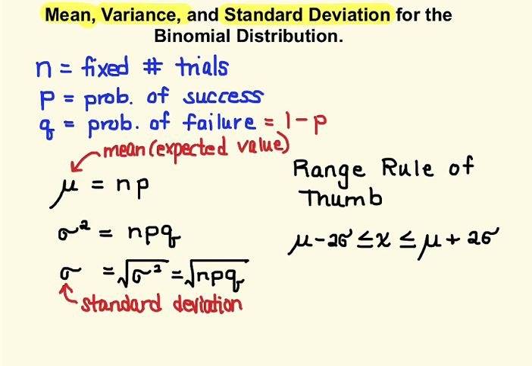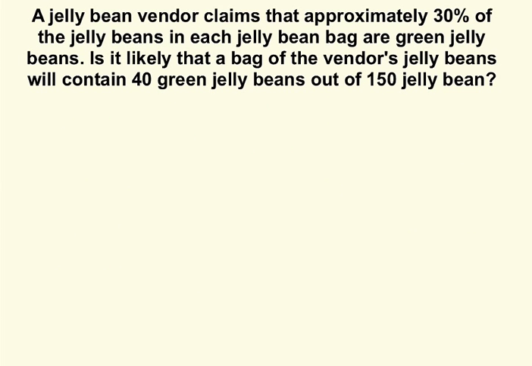Okay, so let's try these out. We have a jelly bean vendor. Let's read the problem. Whenever doing a word problem, read the problem a couple of times so you can wrap your mind around it and then start writing out your facts. Here the problem says, a jelly bean vendor claims that approximately 30% of the jelly beans in each jelly bean bag are green jelly beans. Is it likely, this is a question, is it likely that a bag of the vendor's jelly beans will contain 40 green jelly beans out of a total of 50 jelly beans?